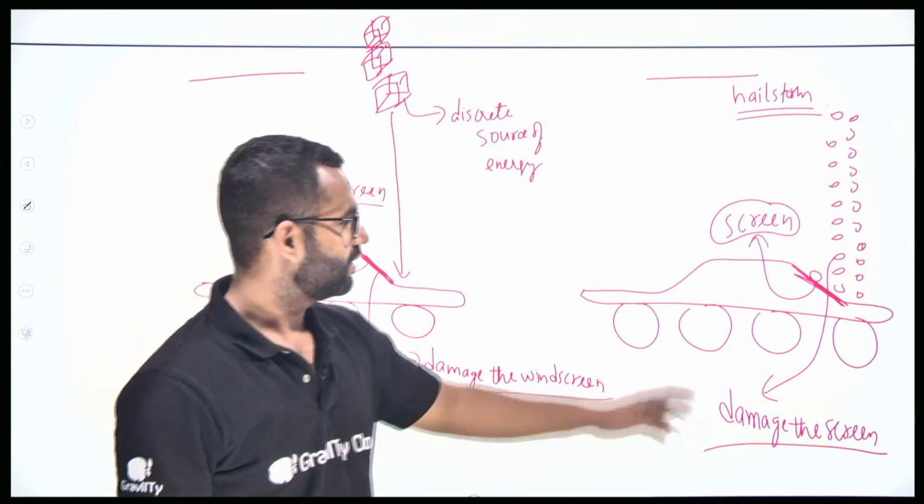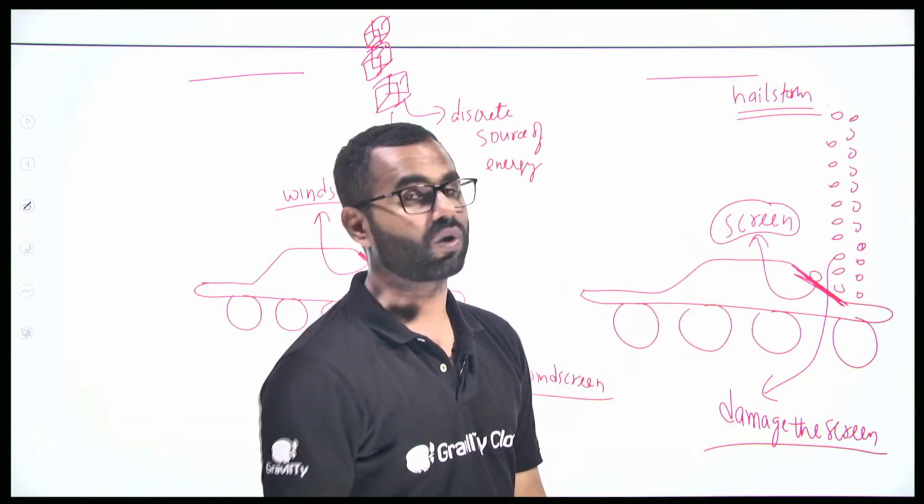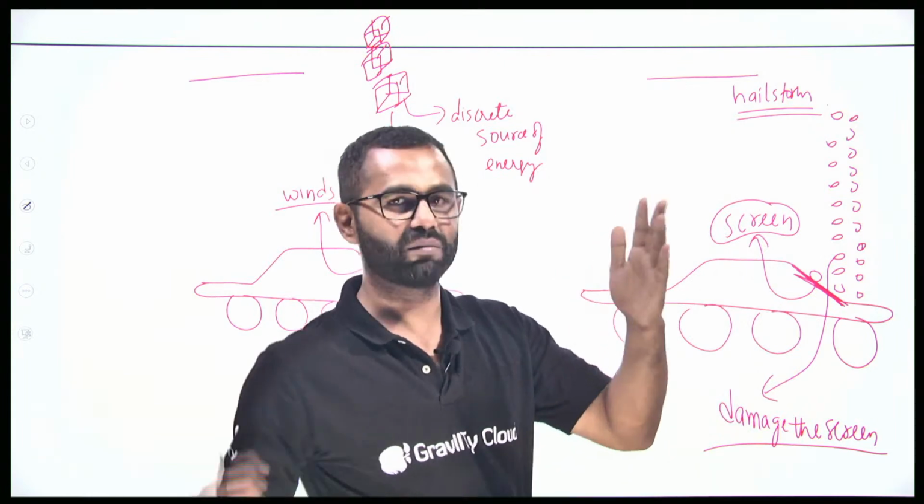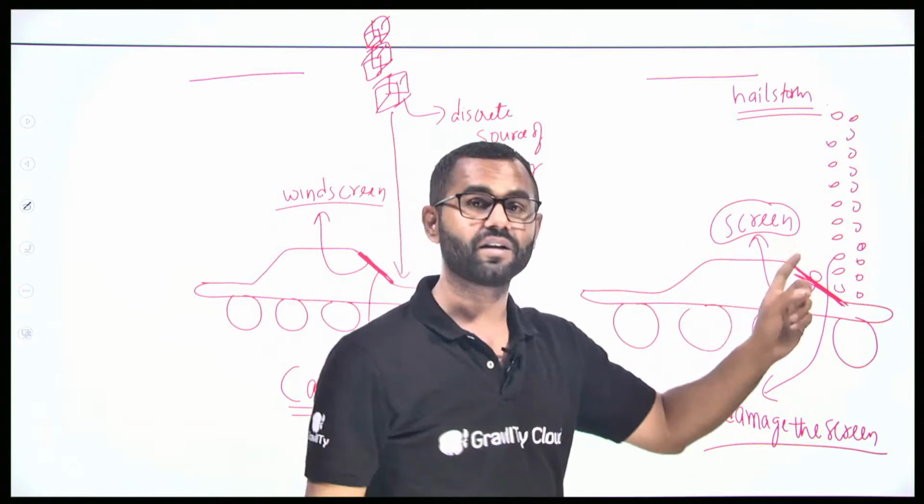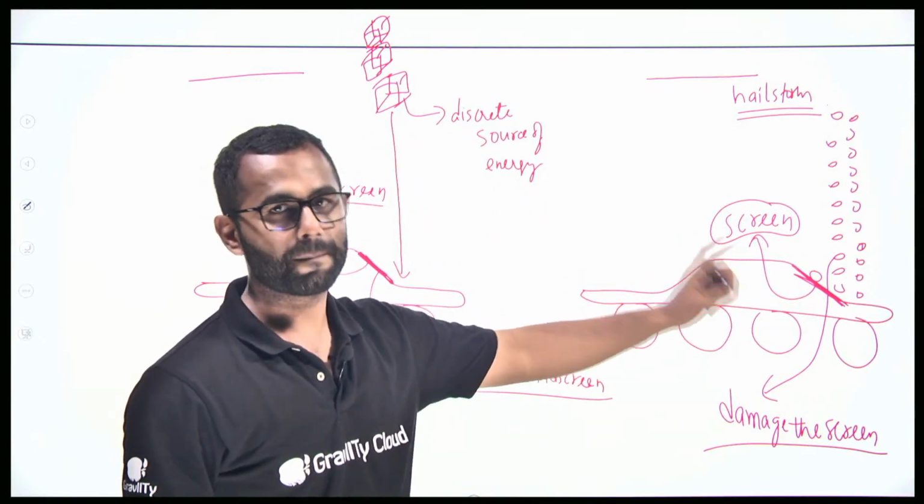But the point is, this windscreen is attached to the car and the car is very heavy. So the car cannot move just like my hand moves. So in this case, what will happen? These hails will damage the windscreen, right?